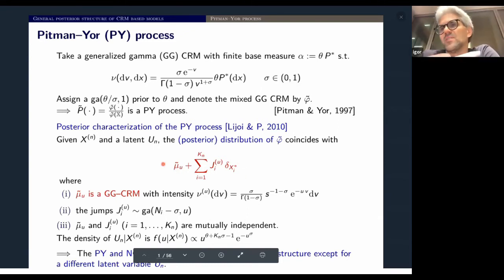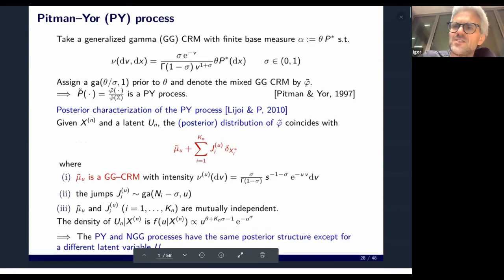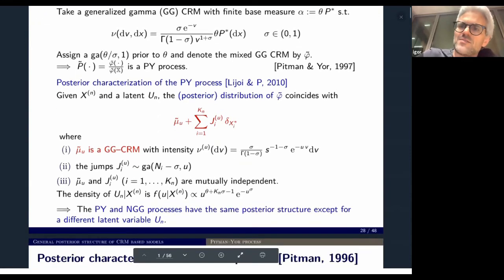Also for the Pitt-Manure process, which is the most notable case of Gibbs-type priors. Good, but we all know, obviously, that for the Pitt-Manure process, probably most of you know, there's a simpler posterior characterization, which is the one I have in the following slide, and you actually obtain it immediately from the one I showed you now.